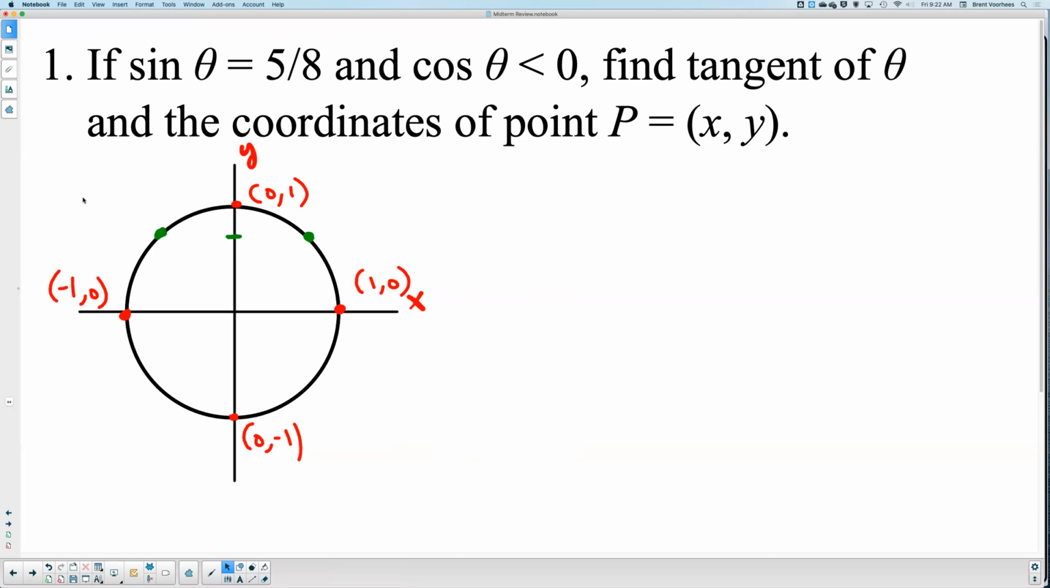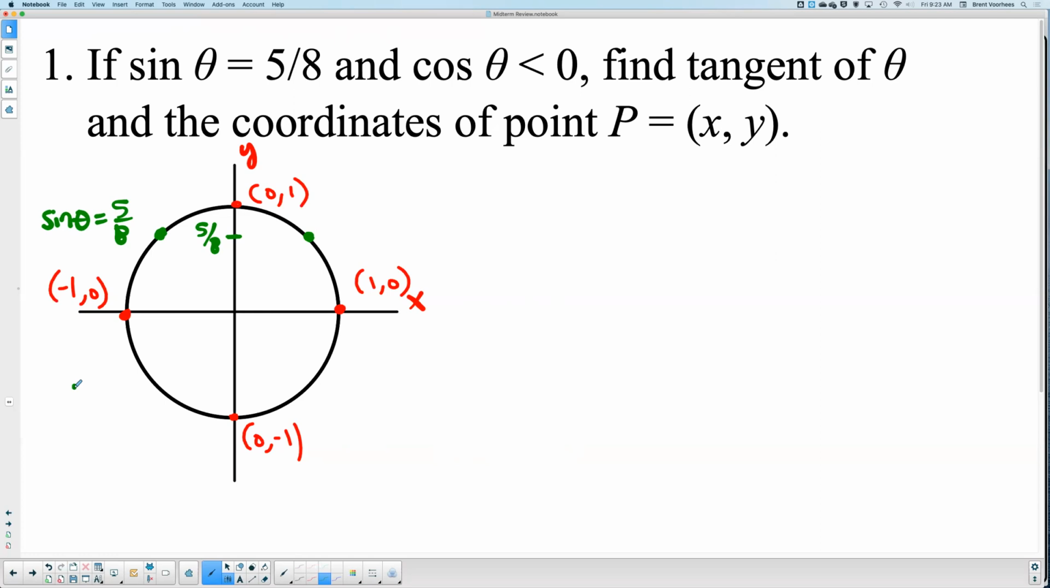Now, second piece of information. All of that in green, that is sine theta being 5/8. We're at that point or that point. That makes sense? This would be 5/8 on the y-axis. Now, it tells us something about cosine. What does it say about cosine? It has to be less than 0.